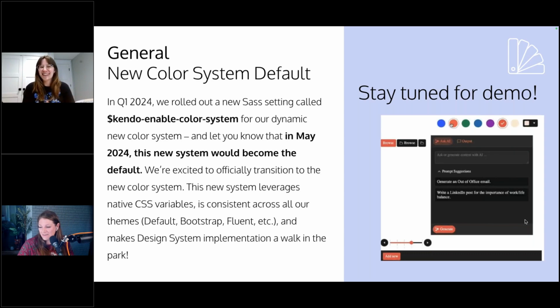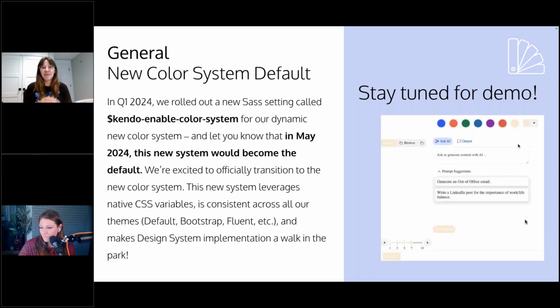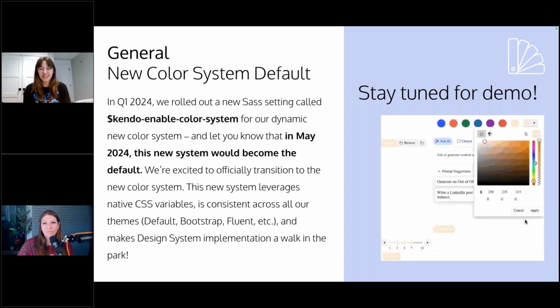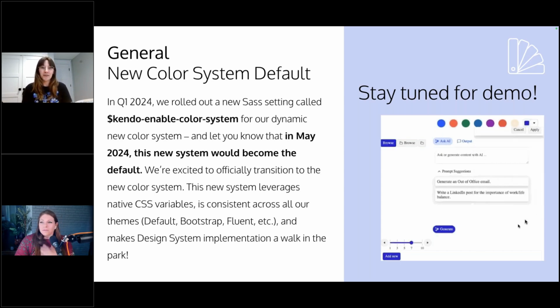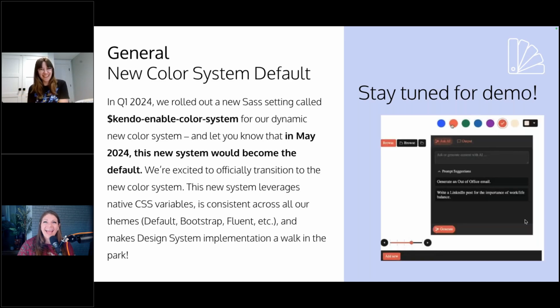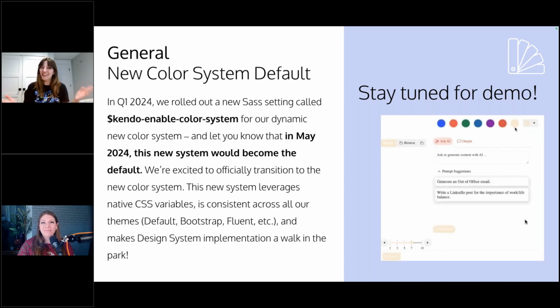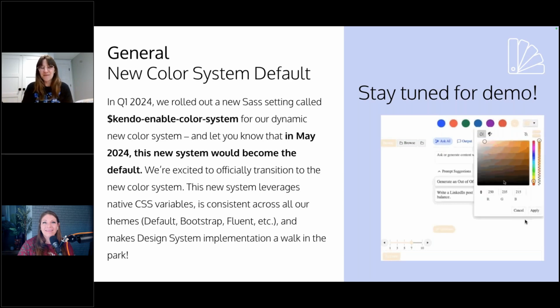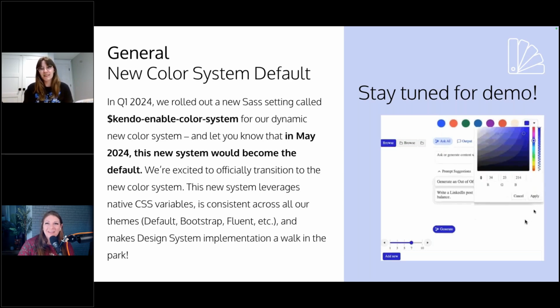So if you attended our last webinar, then this might not be a total surprise to you, because in Q1, we did go ahead and roll out a new SaaS setting called Kendo Enable Color System that turns on our new dynamic color system. And we warned you that in May, this was going to become the default. And here we are. The time is now. We're really excited to officially transition over to this new color system.